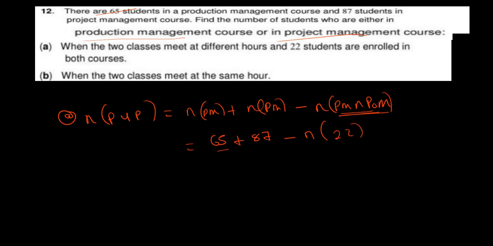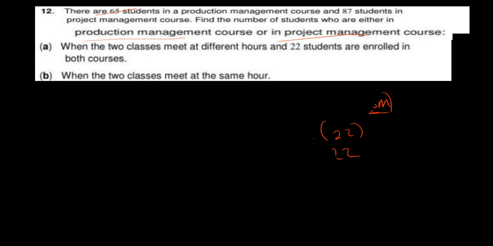All right, so it's 65 plus 87, minus 22, and that will give you 130 students. Okay, that is it. Let's go for B.